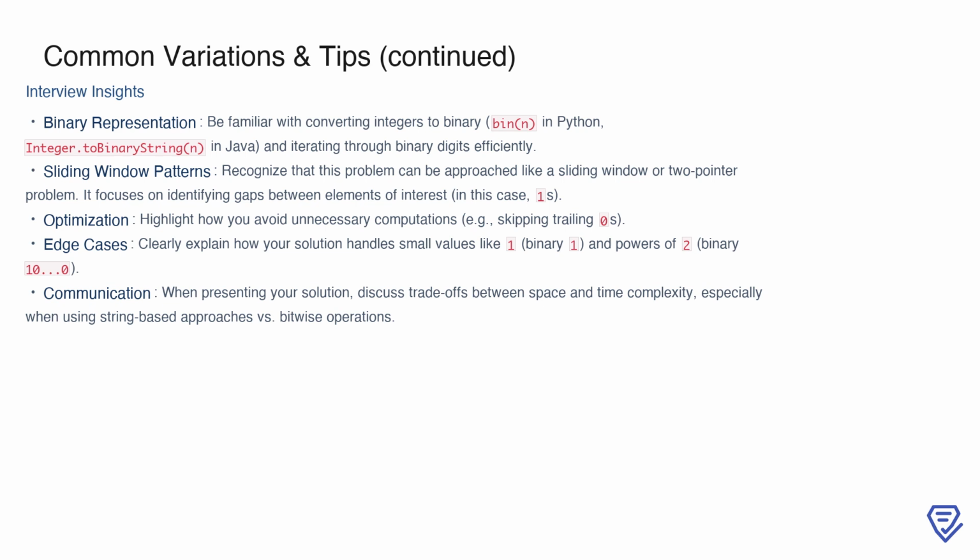Optimization is another important aspect. For instance, you can skip over any trailing zeros in the binary form, as they won't contribute to the gap calculation. It's also essential to clearly explain how your solution handles edge cases, such as when n is 1, binary 1, or a power of 2, binary 100. Finally, when presenting your solution, make sure to discuss the trade-offs between space and time complexity, particularly when comparing string-based methods to bitwise operations. This demonstrates your ability to evaluate and choose the most appropriate approach for the problem.